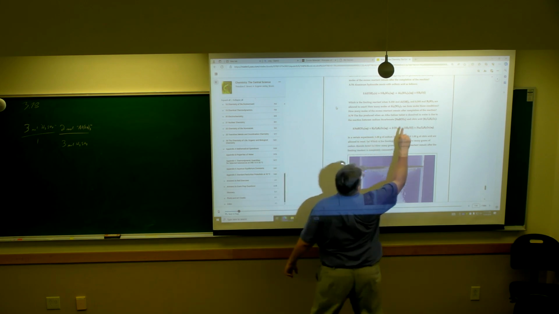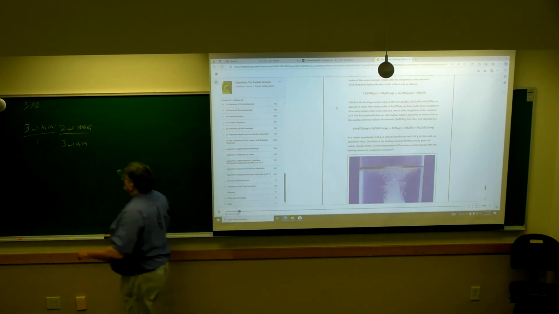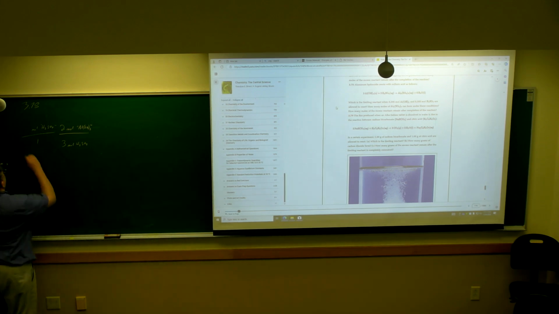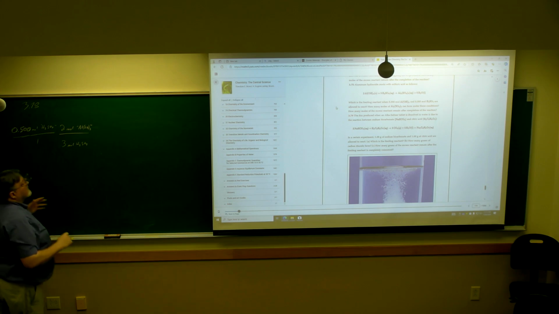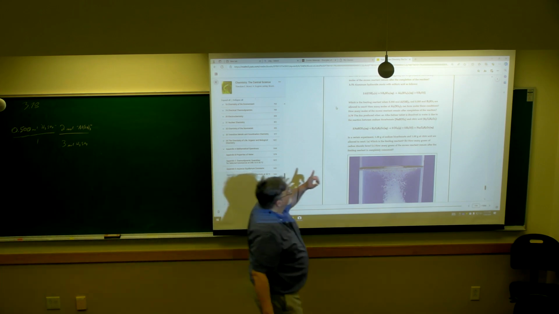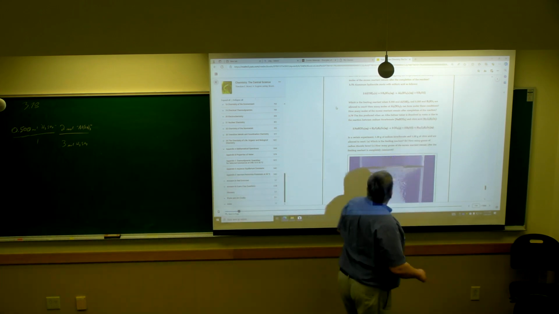You said H2SO4, 0.5 moles. It should be 0.5 moles. That goes there. I'm going to darken this in just to emphasize this is how much we actually have, and that's 3 significant figures. We have 0.5 moles of H2SO4.